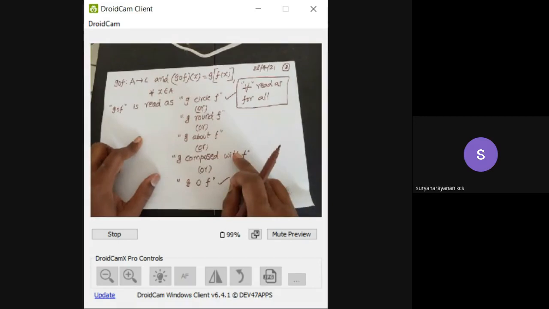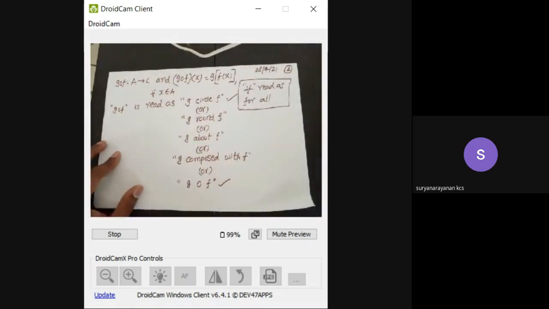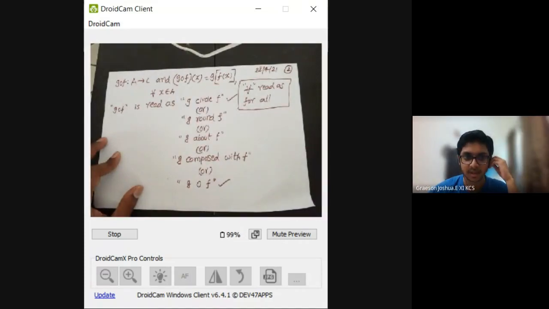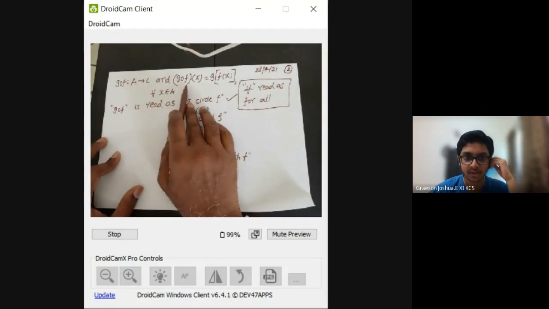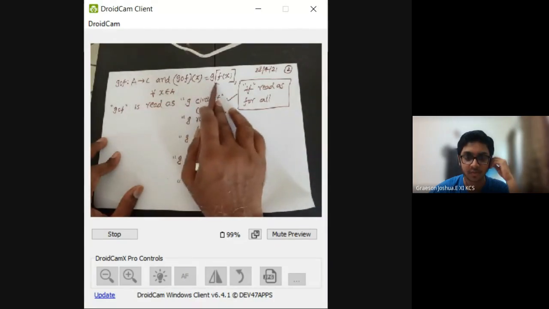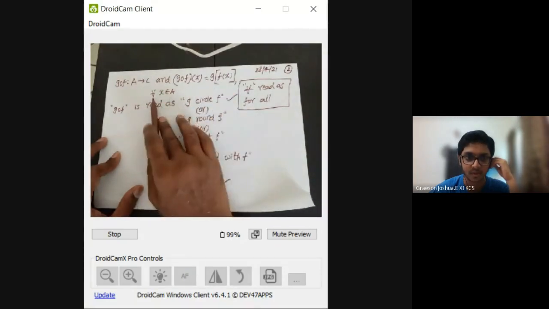For all X belongs to A. Now read one by one. First, Grayson, read once. Yes, sir. Read these two lines. So G circle F is a mapping from A to C, and G circle F of X is equal to G of F of X for all X belongs to A.